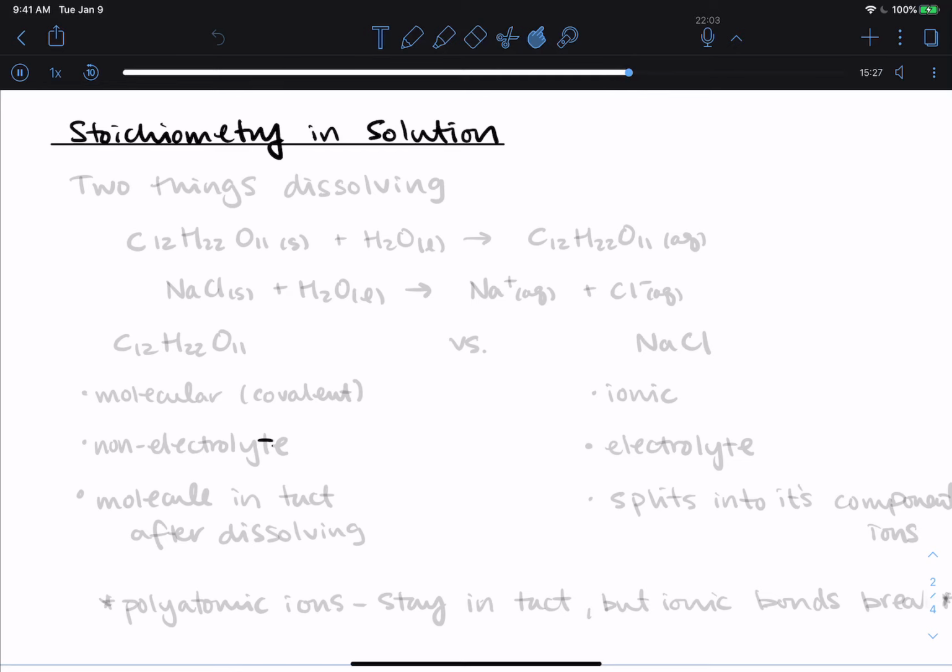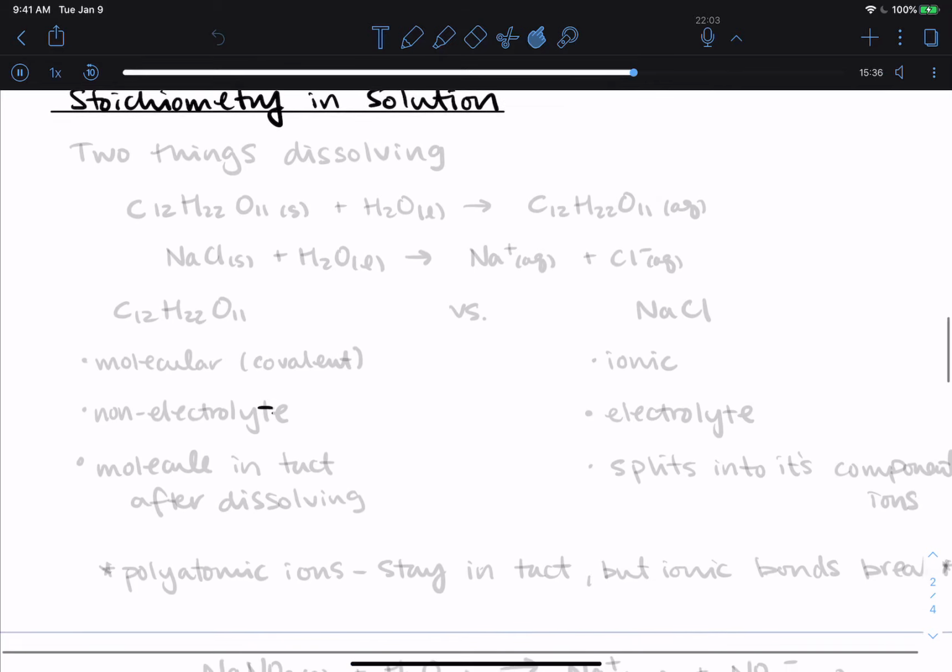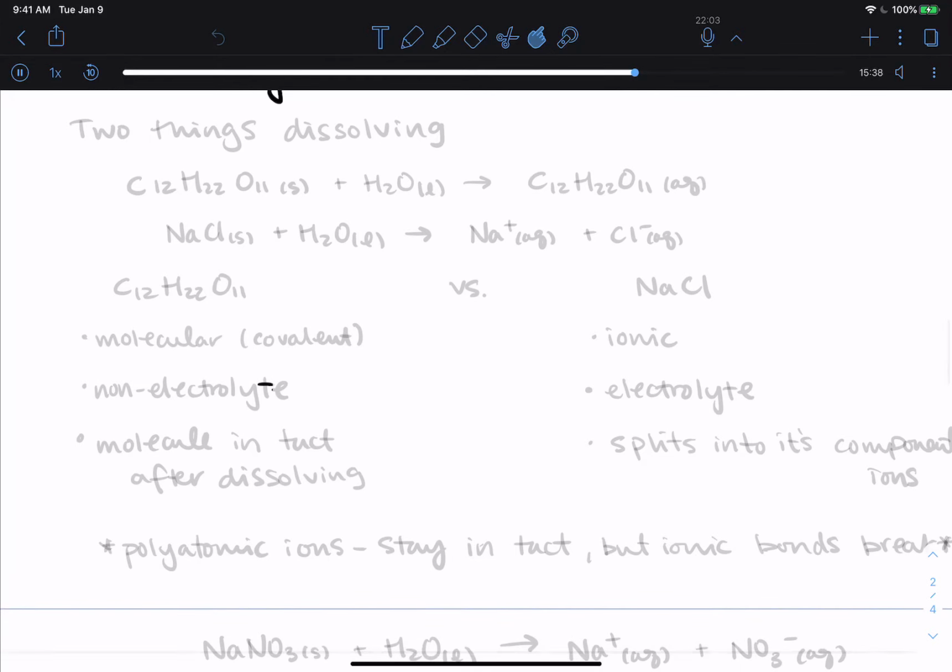So what we're going to look at are 2 different things dissolving in water. I'm going to use some reaction notation that we haven't talked about yet, but it's probably come up in any textbook or resource. I promise that's coming. It's the very first thing in the next module. So let's look at 2 things dissolving.